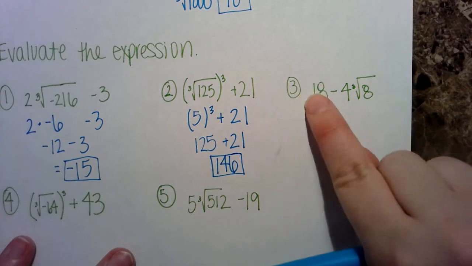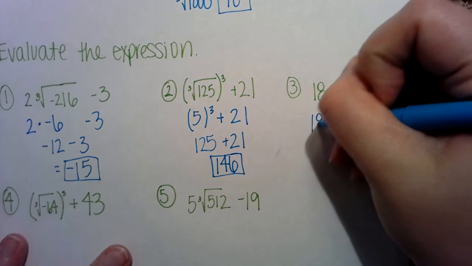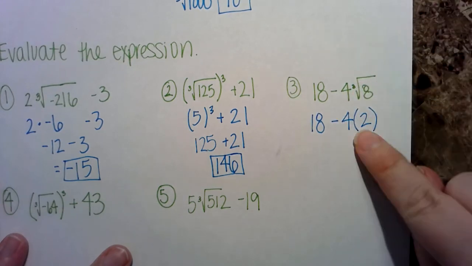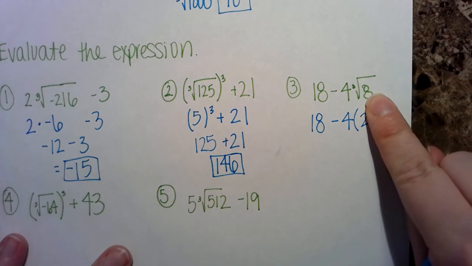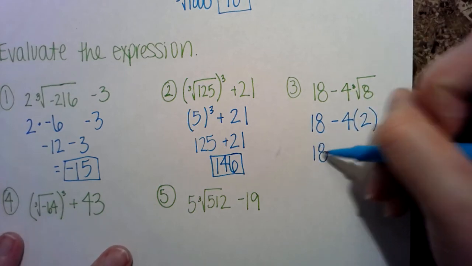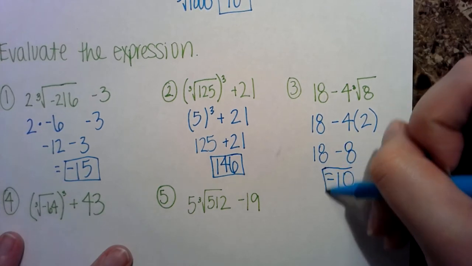This one, I'm going to do 18 minus 4 times the cube root of 8. I'm going to do 18 minus 4 times 2, because 2 times 2 times 2 is going to give me 8. So the cube root of 8 is 2. 18 minus 8 is going to be equal to 10.